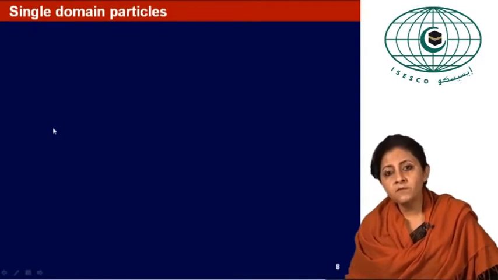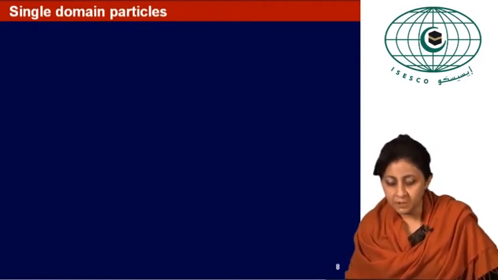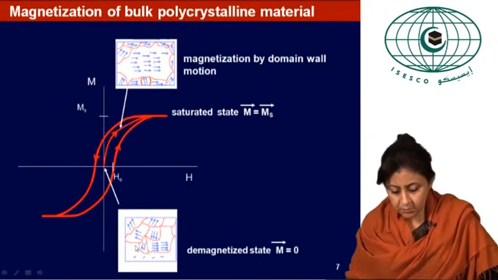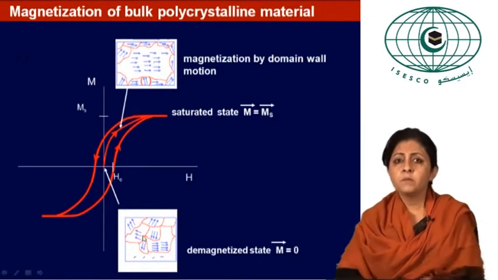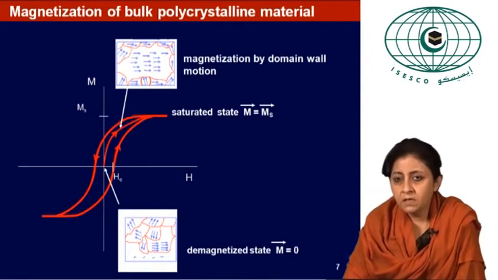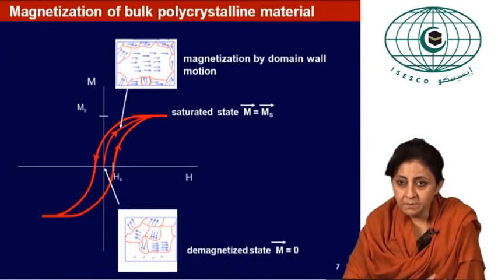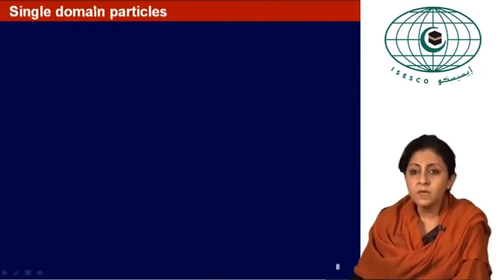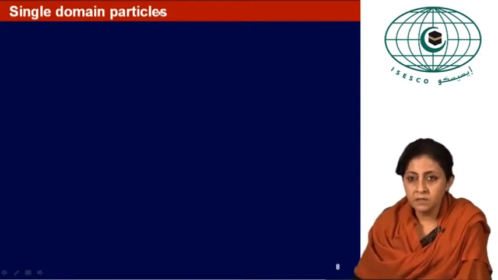Now what happens if I keep shrinking the size of my material? Let's just go back for a little while. These domains in materials can be of the order of microns or even 100 microns. But what happens when I shrink the size of my sample below a micron, or below the size of a single domain? Then I end up with single domain structures or single domain particles.